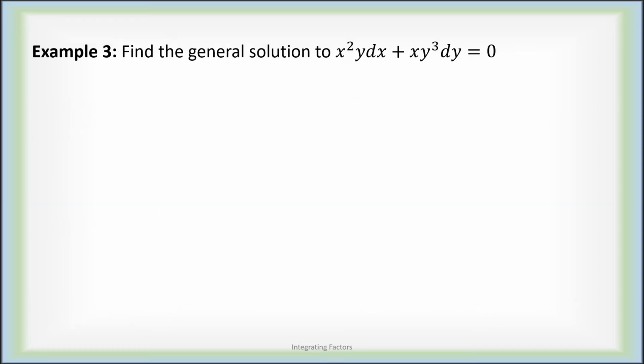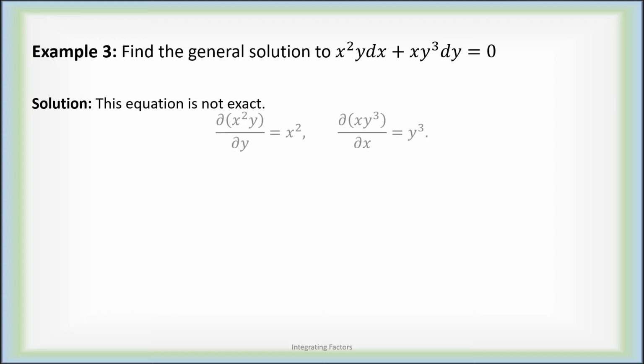As a third example, let's find the general solution to x squared y dx plus x y cubed dy equals 0. Now, it's not an exact equation. If I take d by dy of that first expression, I get x squared. If I take d by dx of the second one, I get y cubed. X squared, y cubed, just different things.